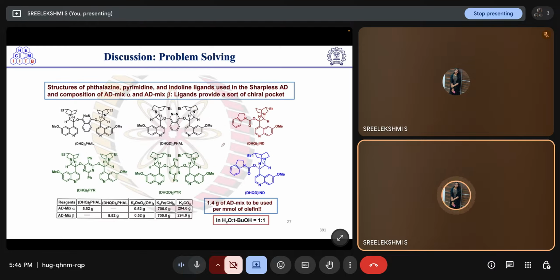So these are the structures of the phthalazine, pyrimidine, and indoline ligands which are used in this Sharpless asymmetric dihydroxylation, and this is the final ligand which we are using currently, that is AD mix alpha and AD mix beta, which is (DHQ)2PHAL, and this potassium osmate, potassium ferricyanide, and K2CO3. And this AD mix beta is (DHQD)2PHAL, that is the quinidine derivative. One is quinine and the other is quinidine derivative.